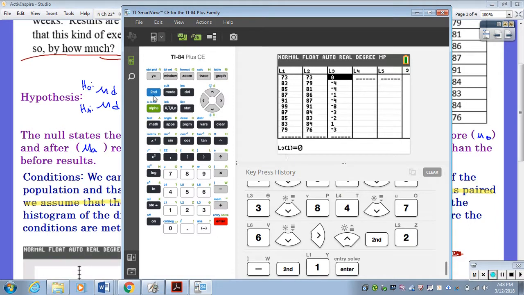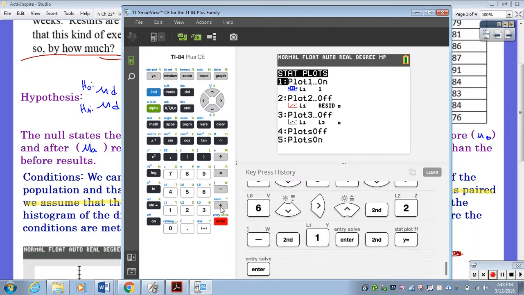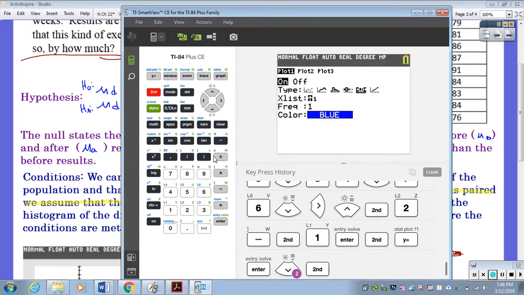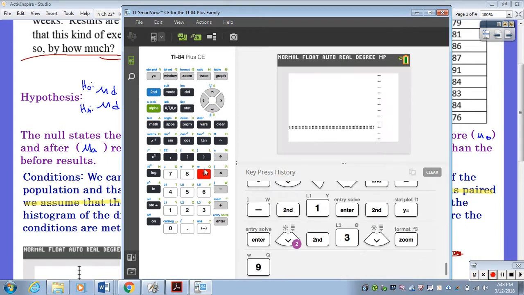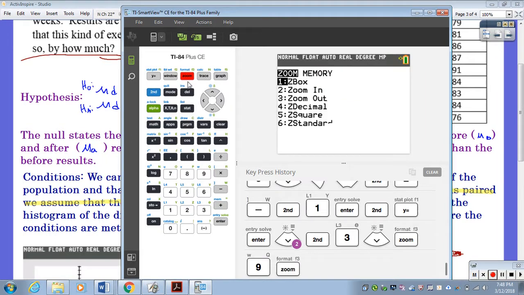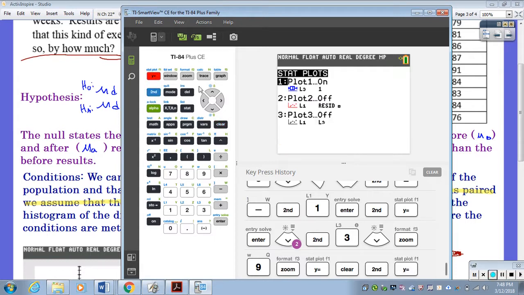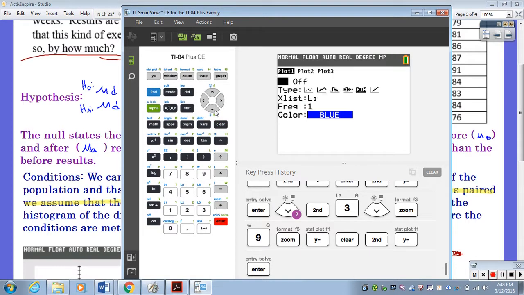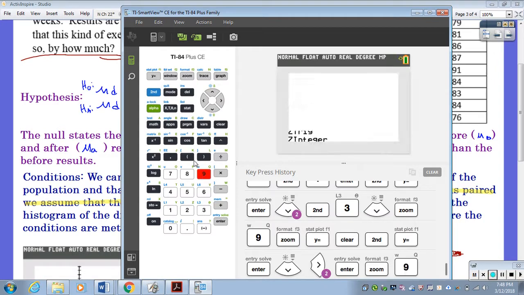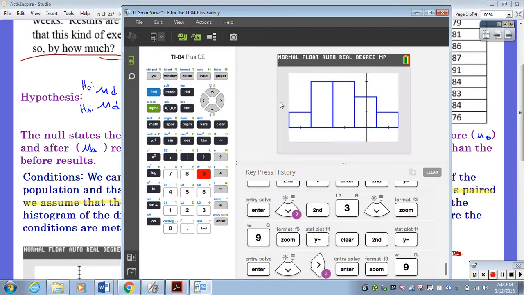So now, to look at the histogram, we go to second, stat plots. Turn on our stat plot. We can look at list 3. And keep in mind, we can either look at the histogram or the box plot. Ooh, I have a graph going on in there from an old test. Sorry. So notice that box plot, kind of normal, little skewed. Let's see what the histogram looked like. If we look at our histogram instead, that puts us here. Zoom, stat. So again, it's not perfect, but it's okay.